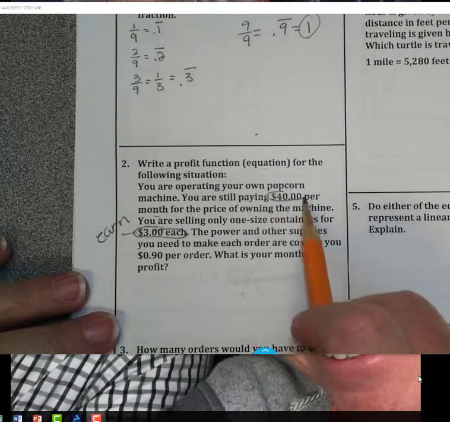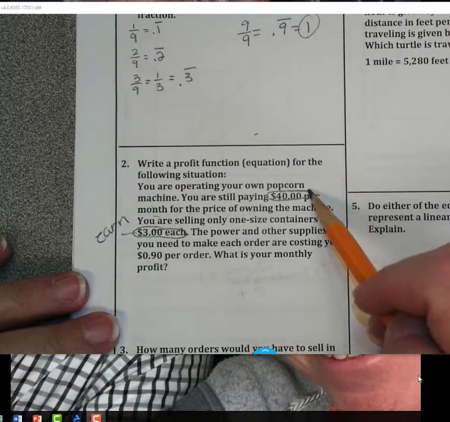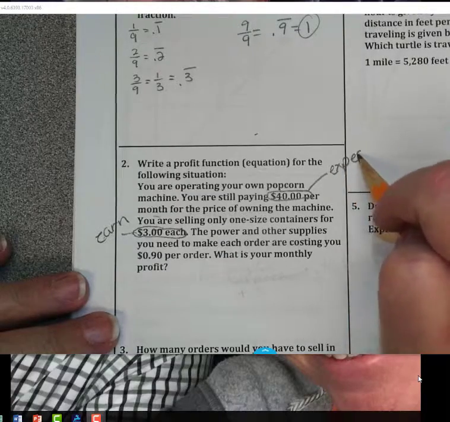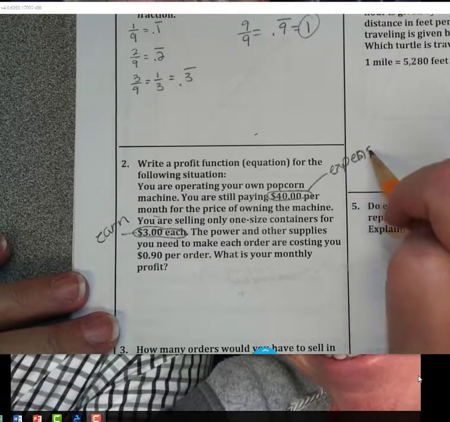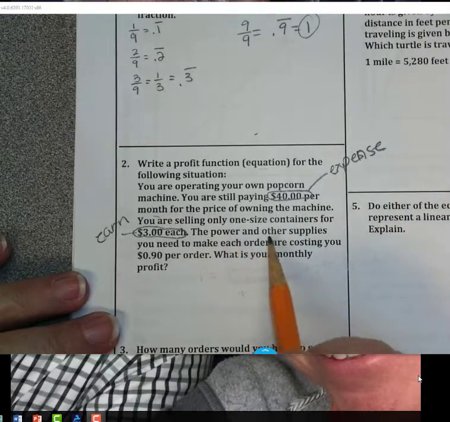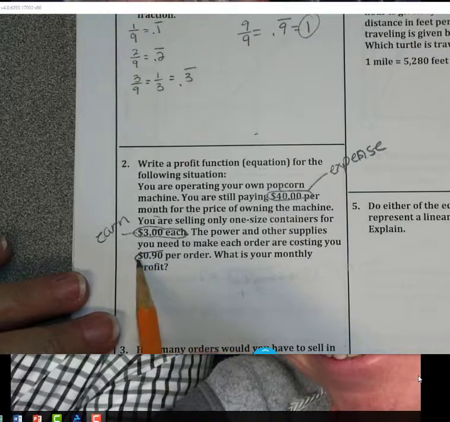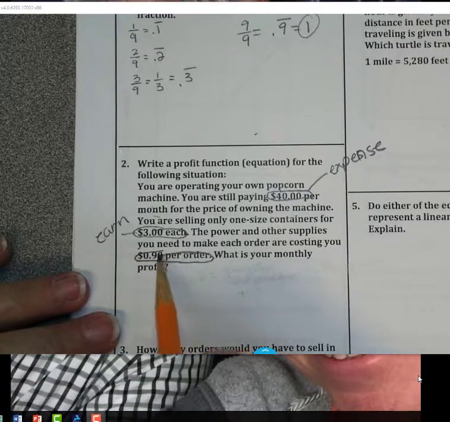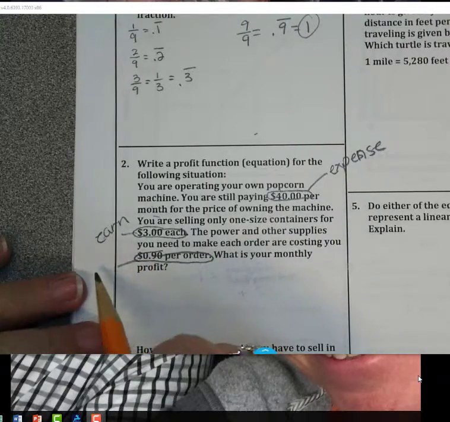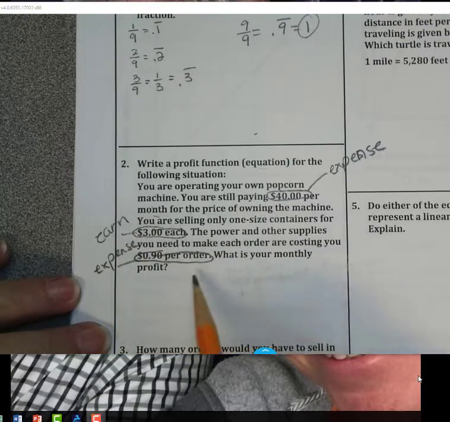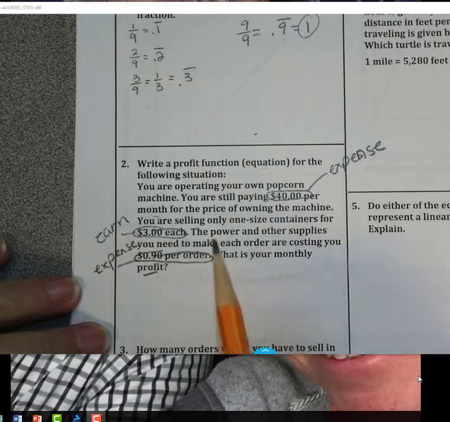This is what you have to pay out. So this is like a bill, this is a cost, an expense each month. The power and the other supplies you need to make each order are costing you 90 cents per order. Okay, so this is an expense. What is your monthly profit?